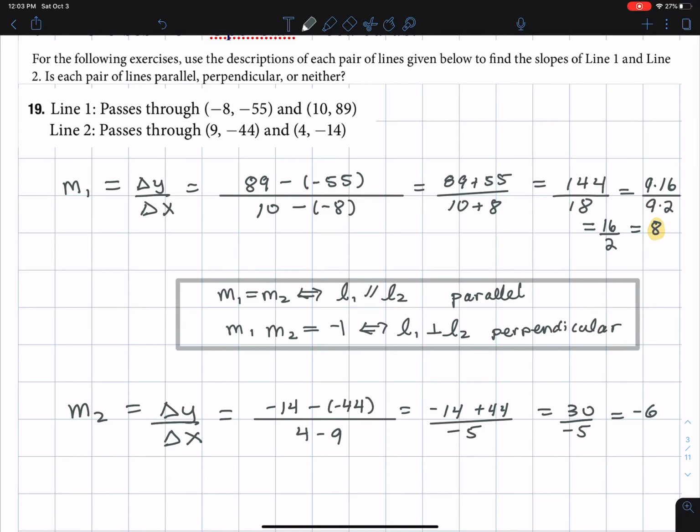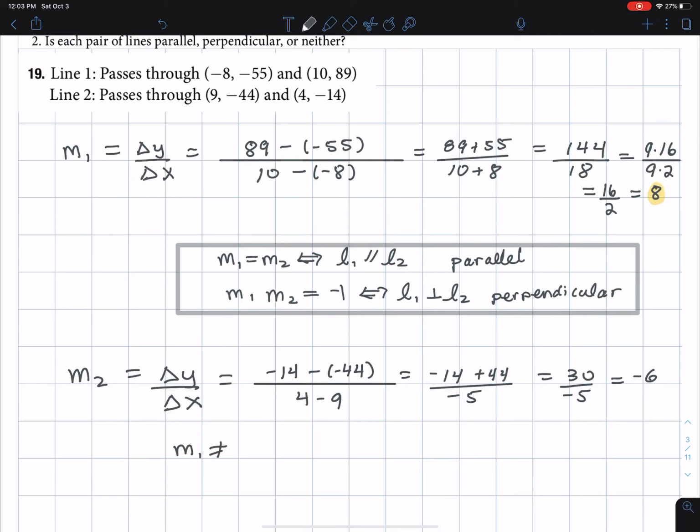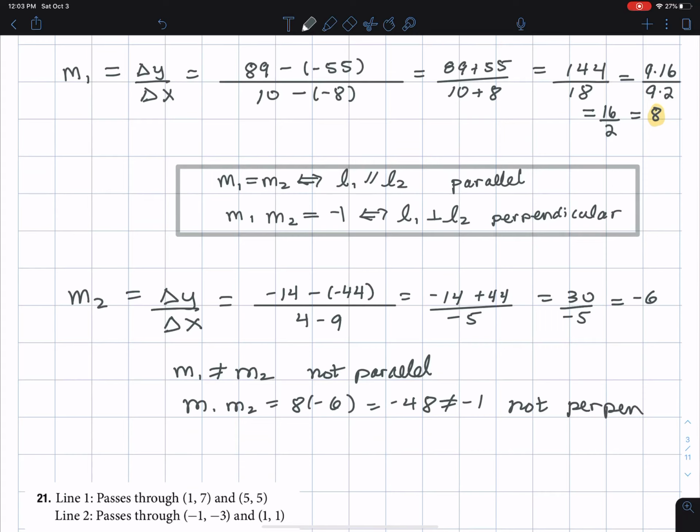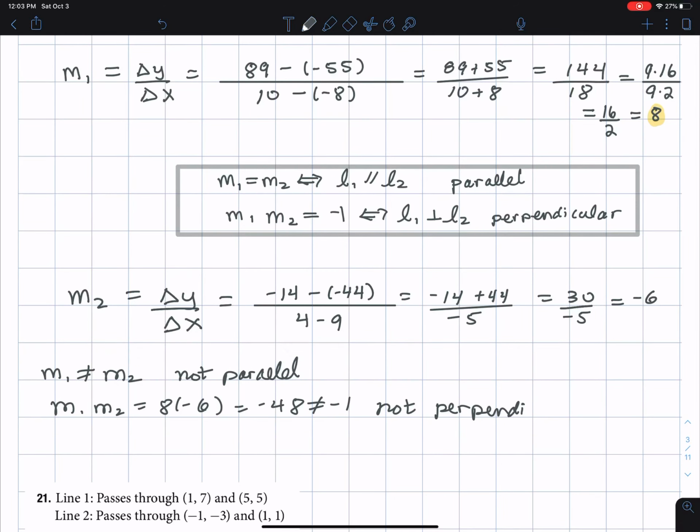Well, it's not very exciting. Okay, so M1 is not equal to M2, so it's not parallel. And M1 times M2 is equal to 8 times -6, which is -48, which is not equal to -1. So it's not perpendicular. Well, that was too nothing. I just feel like we went through a bunch of work and didn't get a prize. Now I'm stuck trying to spell this, but you could just write not-perpendicular with the upside down T crossed out.